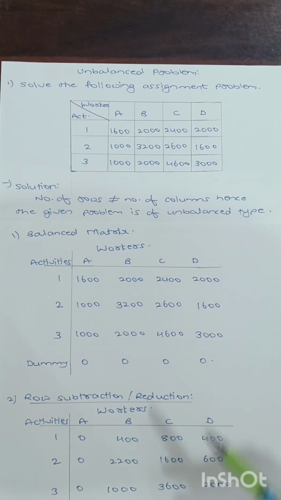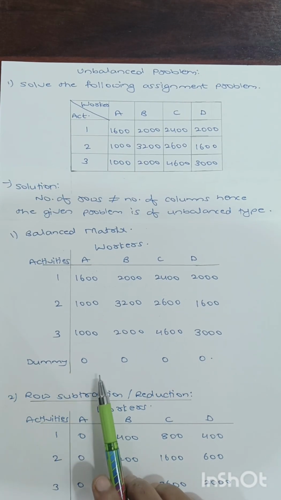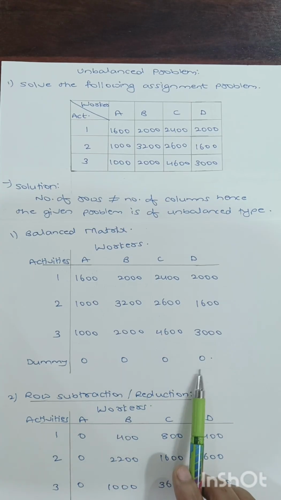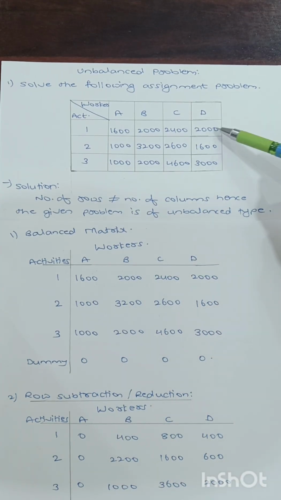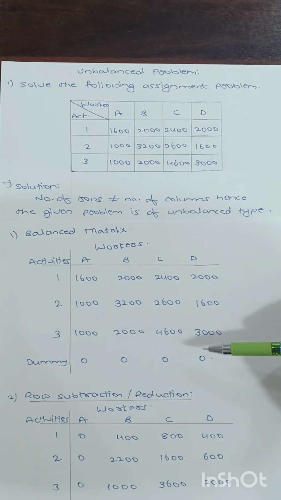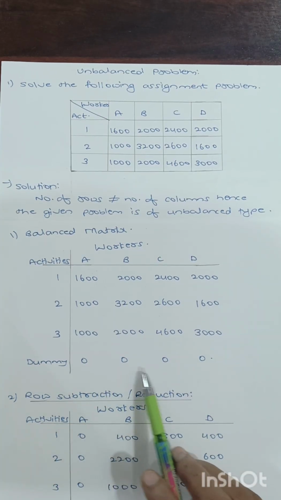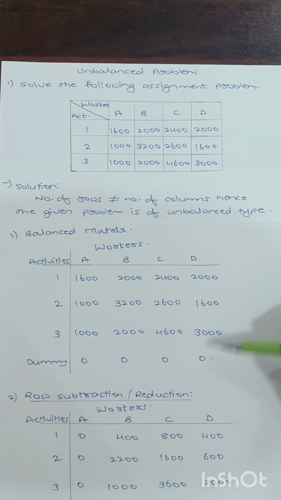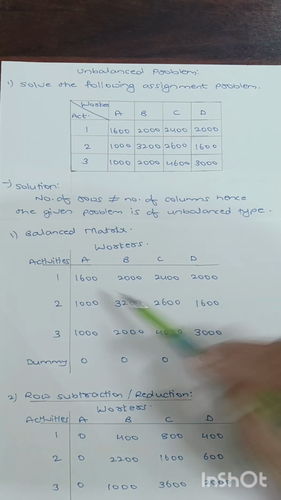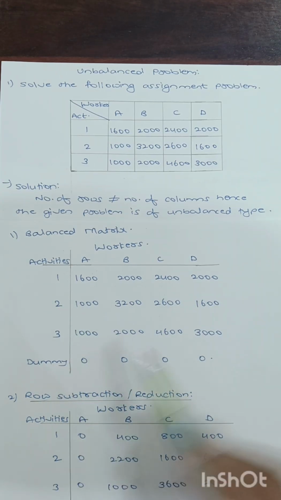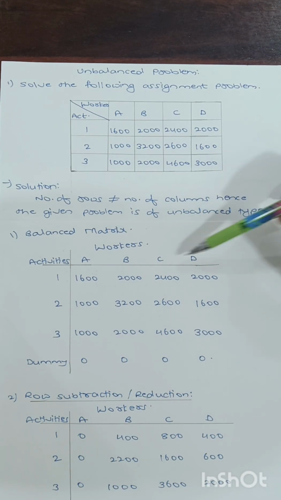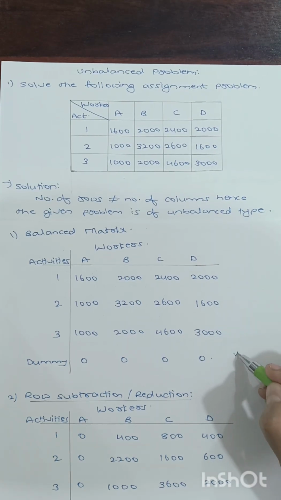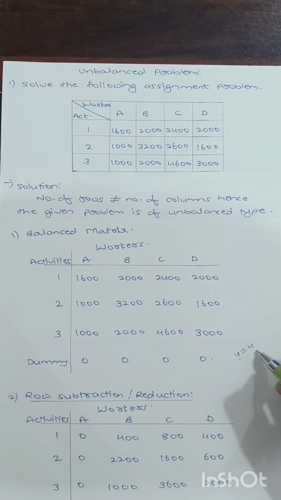So here we are going to add one dummy row with all values 0. The reason is there are 4 columns and only 3 rows are given in the matrix. Hence we are adding one dummy row with all values 0. Now if you count for number of rows and number of columns, you can see that now there are 4 rows, row 1, 2, 3 and dummy, and 4 columns A, B, C and D. As now number of rows is equal to number of columns, that is 4 is equal to 4, this matrix is balanced matrix.